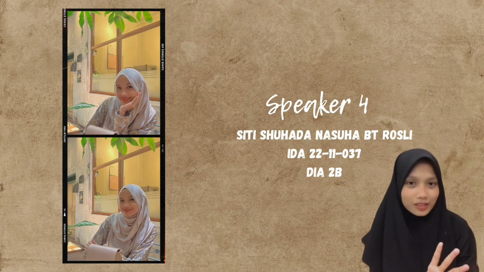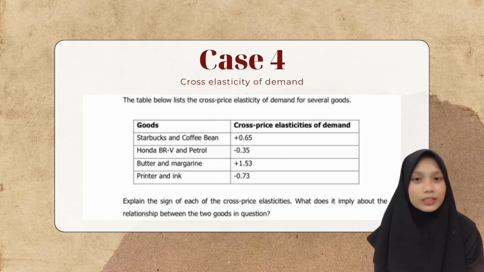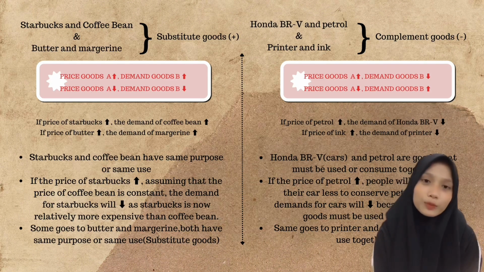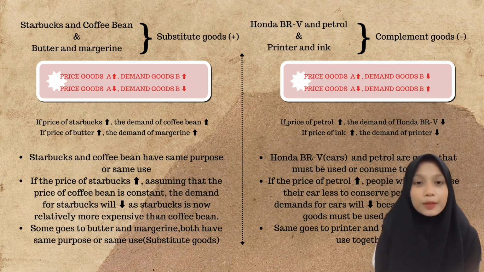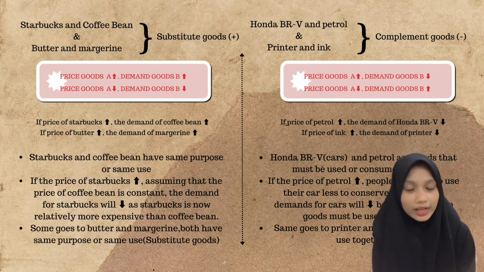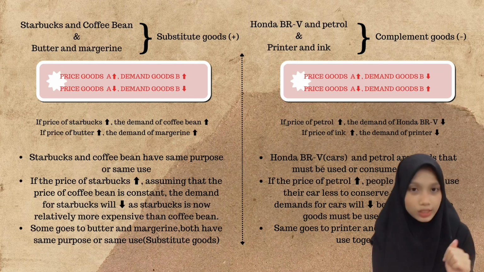I am speaker 4 and I will explain question 4, which is cross elasticity of demand. The relationship between the two goods in question. First of all, Starbucks with Coffee Bean and butter with margarine. They both are substitute goods and positively related. So the law of substitute goods is if the price of goods A increases, the demand of goods B will increase too, and if the price of goods A decreases, the demand of goods B will decrease too.